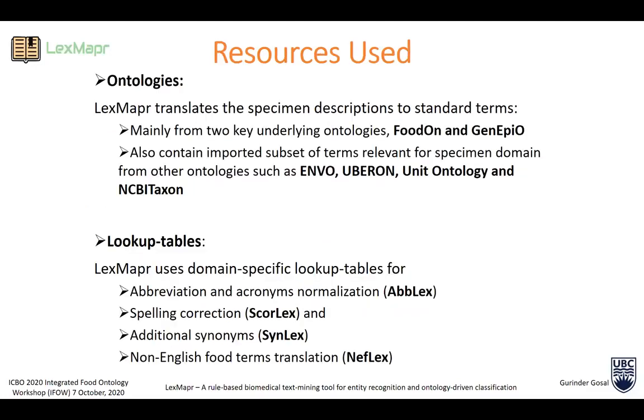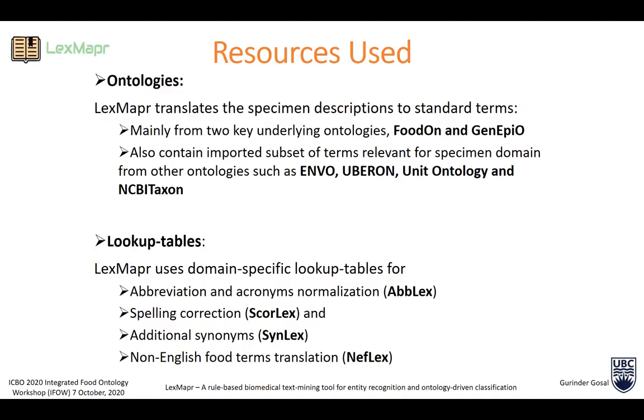For this particular application in the biosample domain, we mapped the terms to two key underlying ontologies, FoodOn and GenEpiO, which represent the food biosample domain especially. They also contain relevant terms imported from other ontologies, such as Envo, Oberon, and NCBI taxon. We also locally created domain-specific lookup tables for abbreviation, normalization, spelling correction, and additional synonyms.